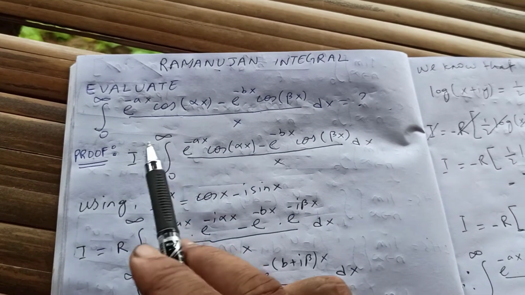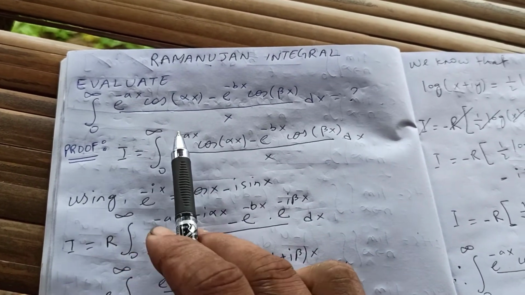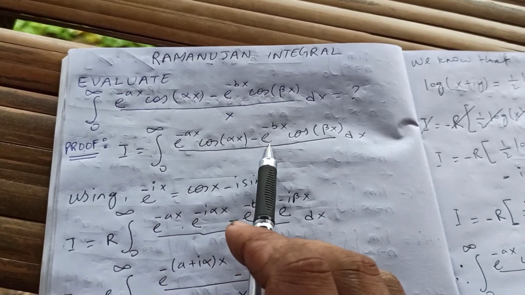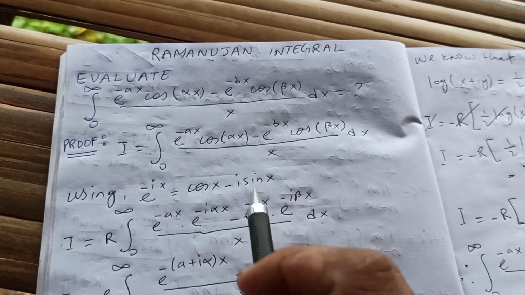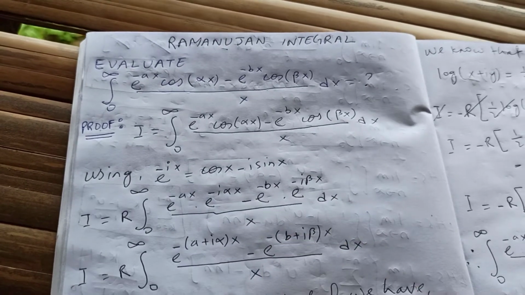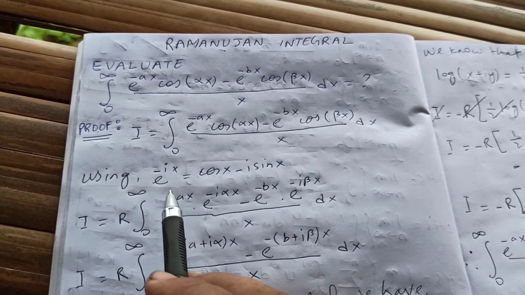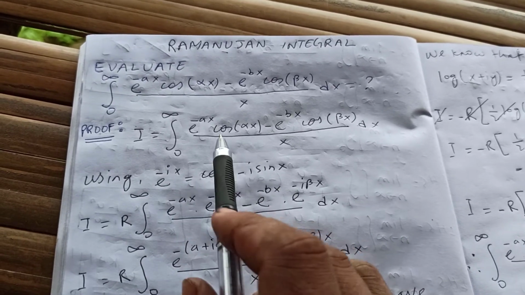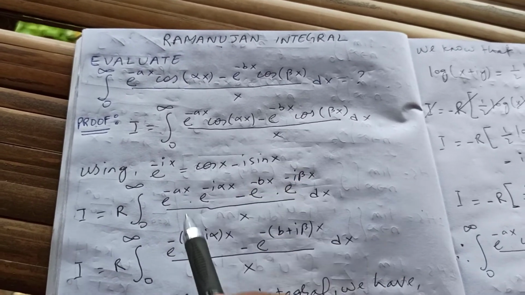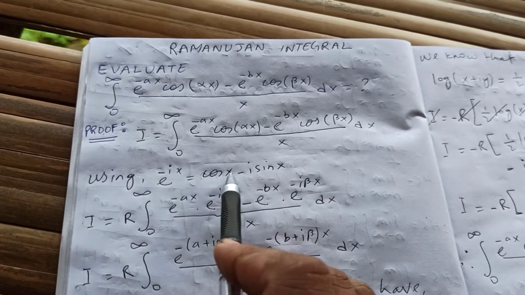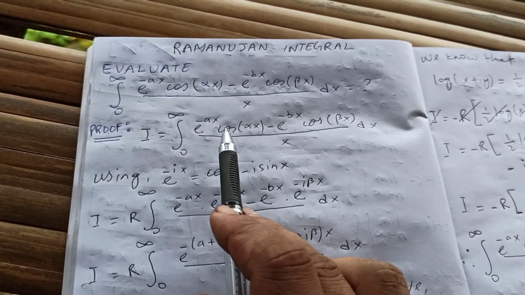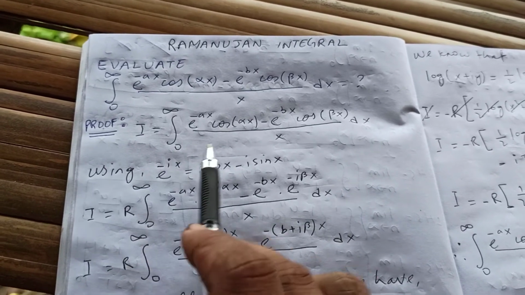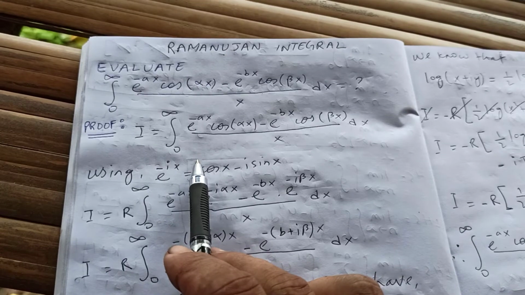To prove this, let our integral be I. So I is the integral from 0 to infinity of (e^(-ax) cos(αx) - e^(-bx) cos(βx)) dx / x. Now using the Euler identity, e^(-ix) is cos x minus i sin x. Both are cos, so we are going to take the real part here. We are going to change cos to this exponential, and we take the real part because cos is the real part.